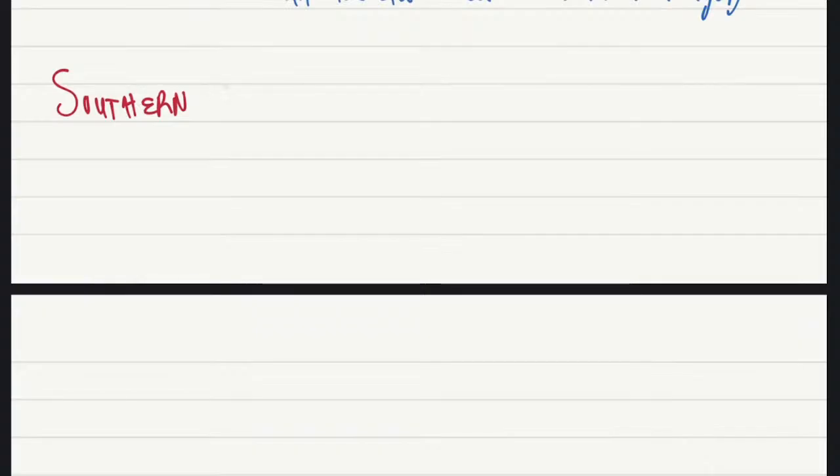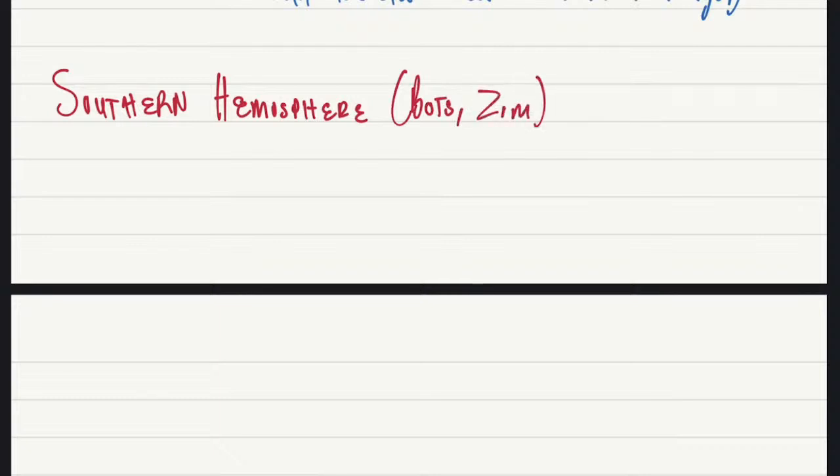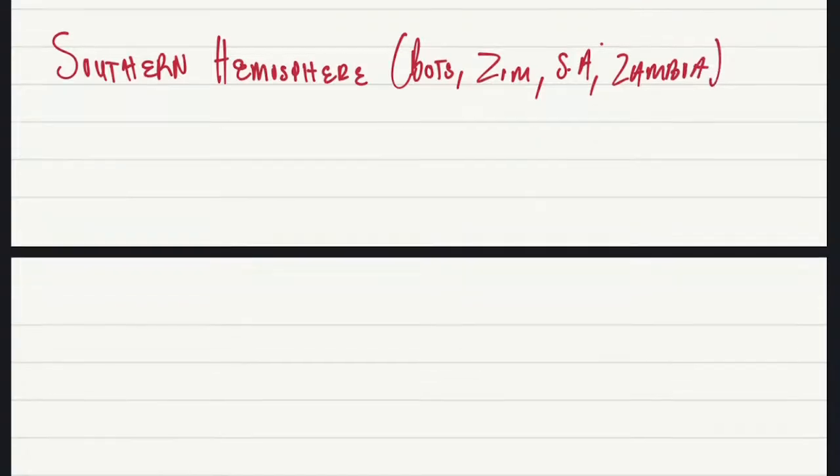Now, for the southern hemisphere, when do we have certain things? The southern hemisphere is Botswana, Zimbabwe. Are we together? So things that are happening to us are happening in the southern hemisphere. Let me also include Zambia for Alex. Now these are all southern hemisphere. USA, UK, China: northern hemisphere.